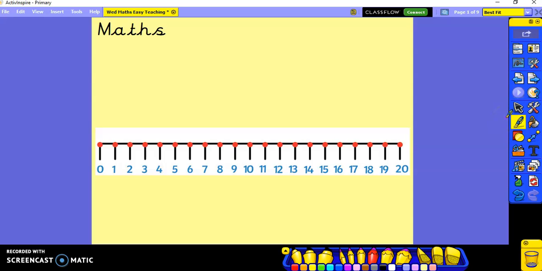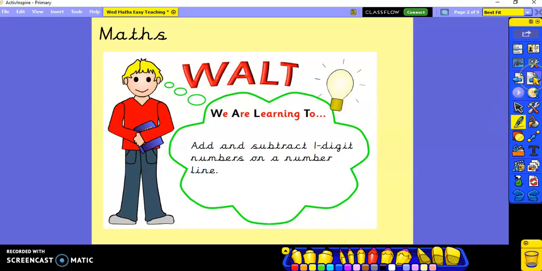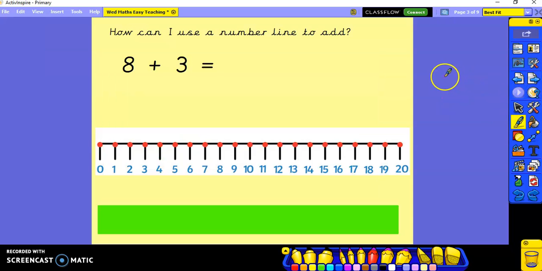So let's have a look at what we are going to be learning to do today. So in maths today, we are learning to add and subtract 1-digit numbers on a number line. So how can I use a number line to add?